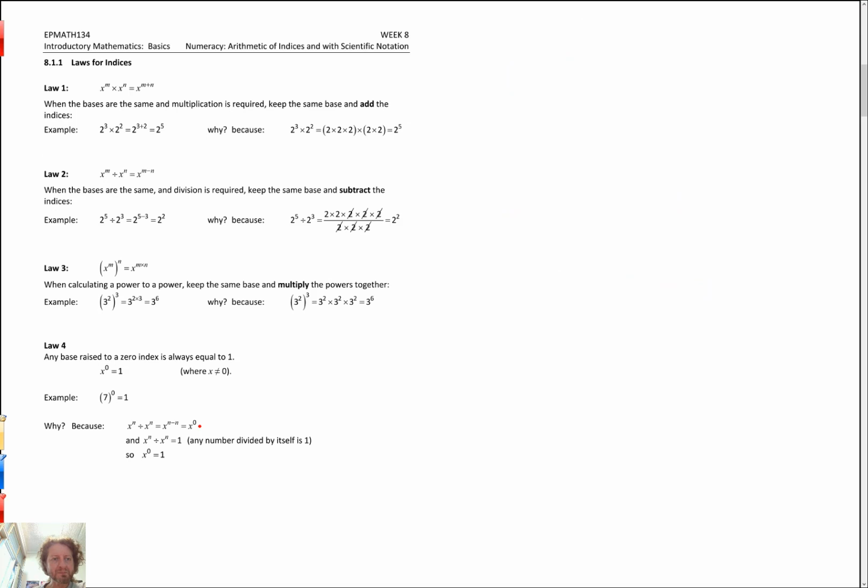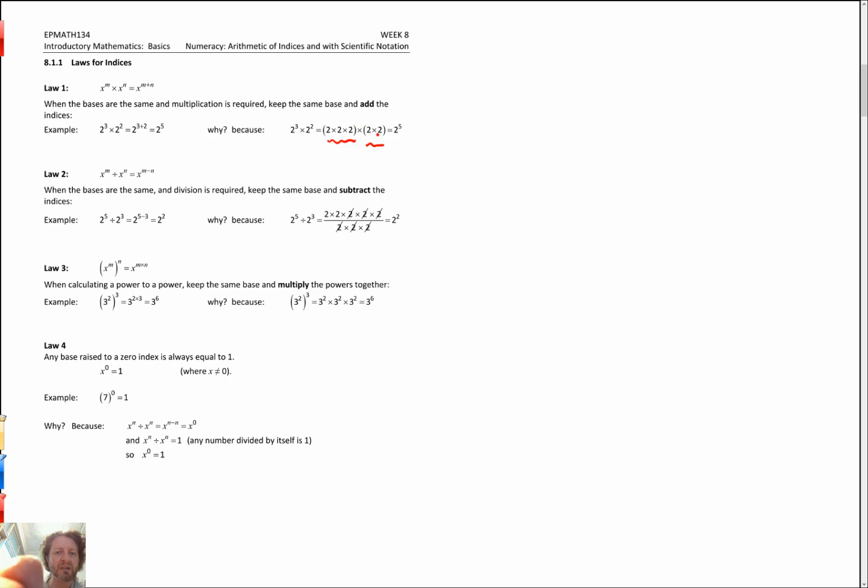Now let's look at some laws. Law 1 says that when you've got the same base, in this example it's x, but you've got different powers, if you multiply them, you'll come together with the same base, adding the powers. Now the explanation of that: 2 cubed is 2 by 2 by 2, times 2 squared, which is 2 by 2. What have I really got here? 2 by 2 by 2 by 2 by 2. It's 2 to the 5, which is exactly what the law is telling us.